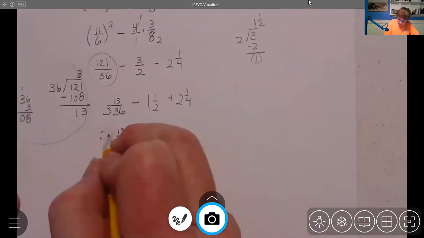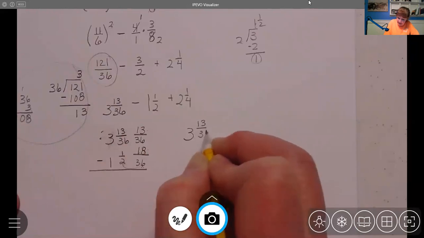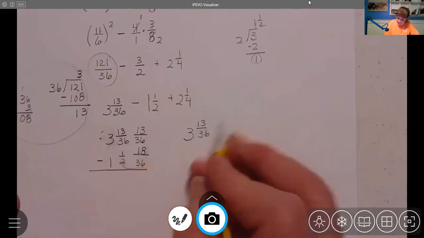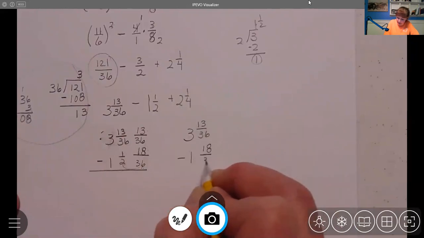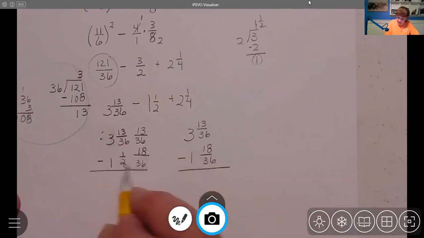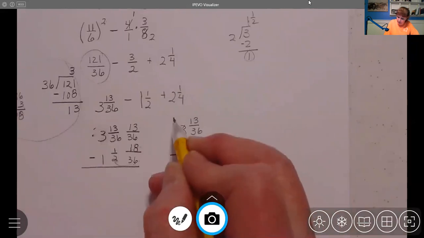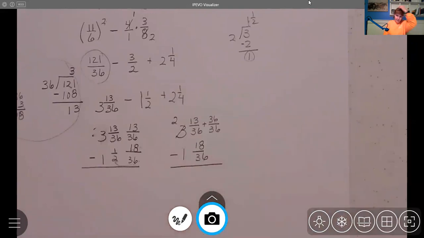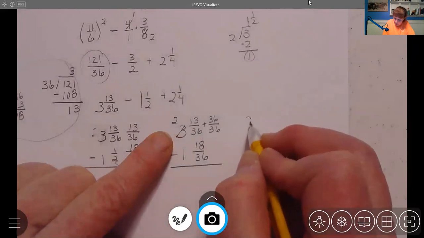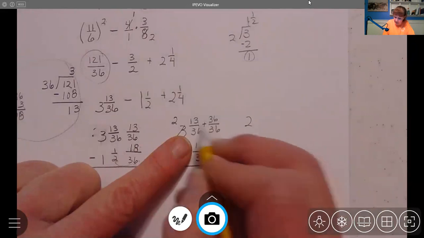I'm going to go back. I'm going to copy it, 3 and 13/36. That's what I got here. And minus 1 and 18/36. That's here. Okay. Which means we're going to borrow here and we're going to add 36 over 36, which gives us 2. We have a 2 now. When you add these together, they have a common denominator. You're going to get 49.